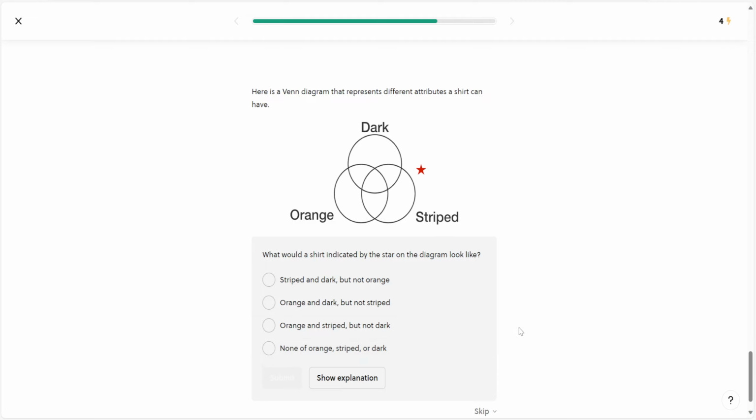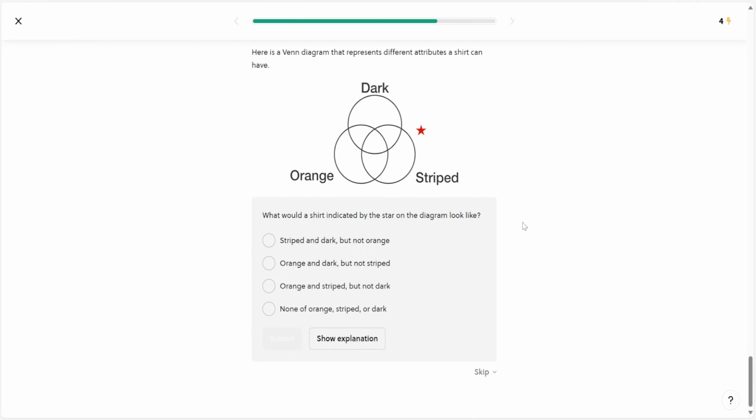Here is a Venn diagram that represents different attributes a shirt can have. Dark, orange, striped. What would a shirt indicated by a star on the diagram look like? It wouldn't be orange, striped or dark.